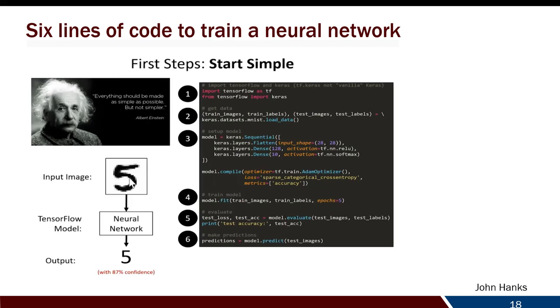This is the MNIST data set. This is the handwritten data set from 0 to 9. There are 70,000 images in it. And this is the type of program that you'll be developing. Pretty high level, 6 steps.